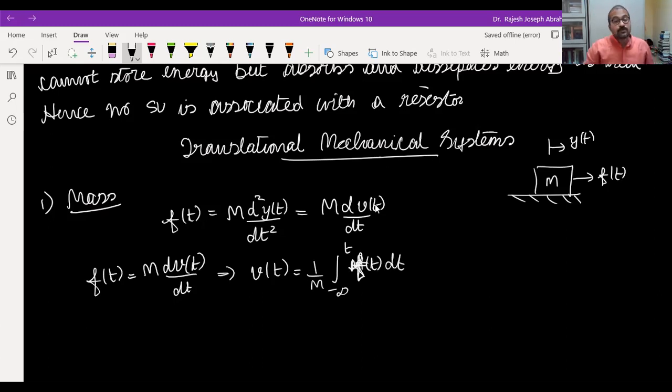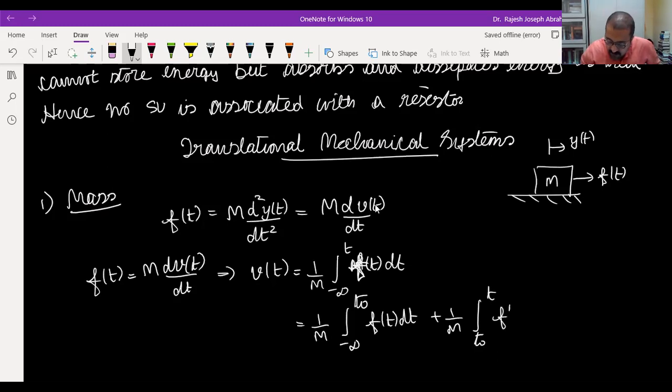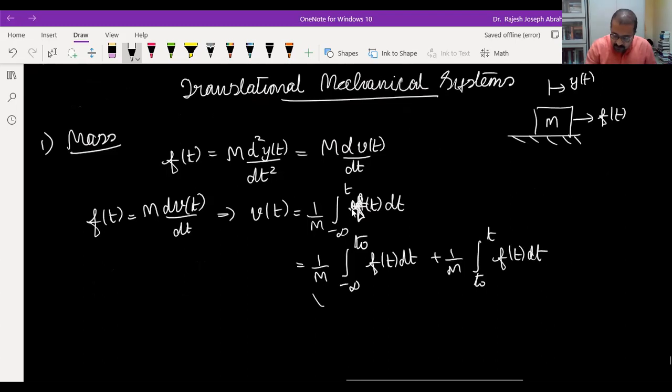Okay, 1 by m into integral minus infinity to t f of t dt. Again as before, this can be split into 2: 1 by m integral minus infinity to t naught f of t dt plus 1 by m integral t naught to t f of t dt. So what is this? This is the initial velocity v naught. And this gives the velocity corresponding to the input signal f of t.